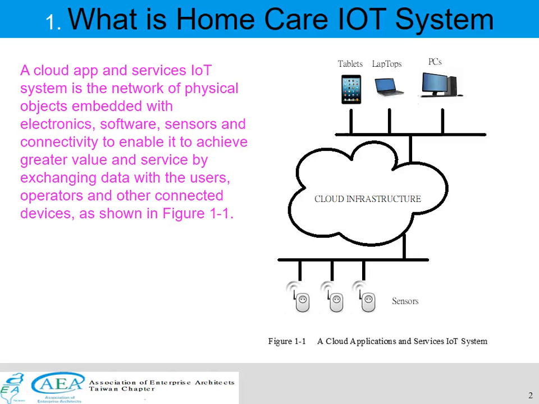Chapter 1. What is a home care IoT system? A cloud app and service IoT system is a network of physical objects embedded with electronics, software, sensors, and connectivity to enable it to achieve greater value and service by exchanging data with the user, operators, and other connected devices, as shown in Figure 1-1.